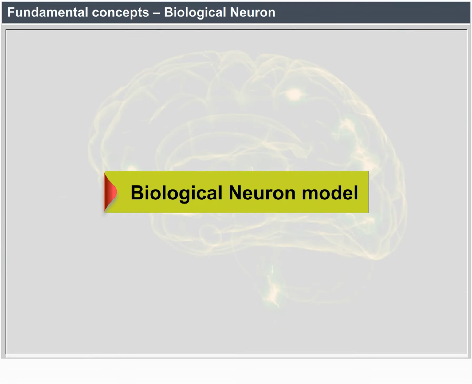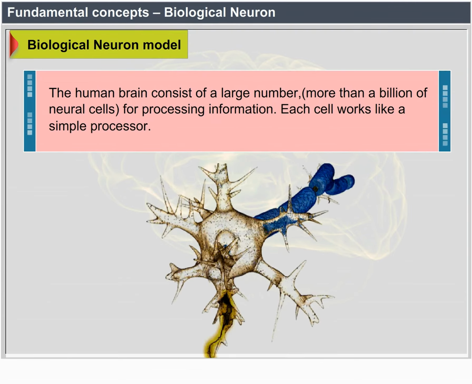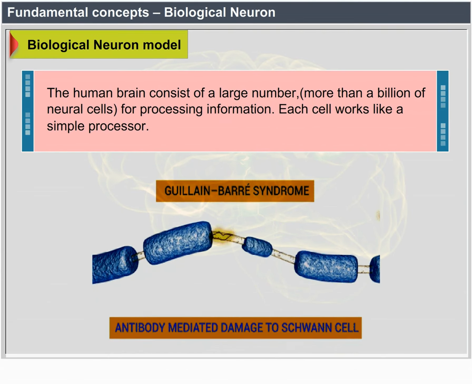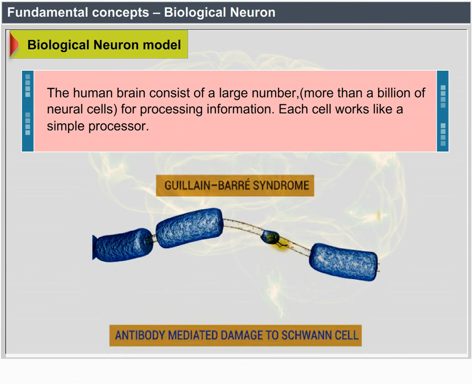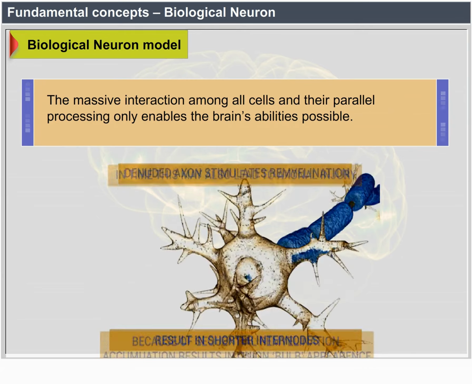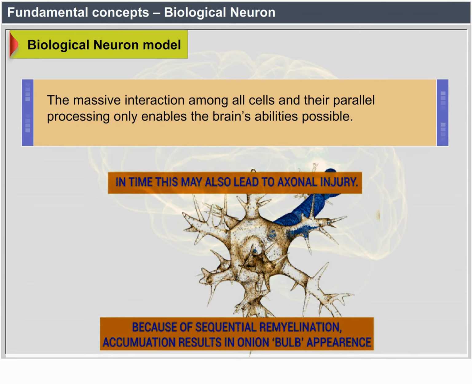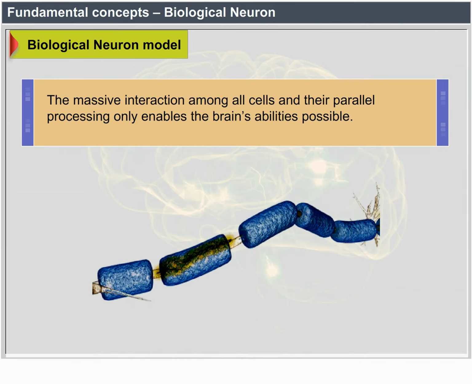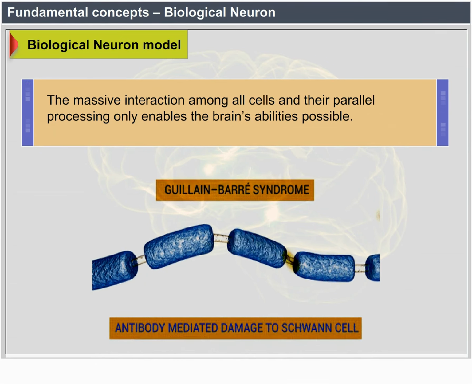Biological neuron model. The human brain consists of a large number, more than a billion, of neural cells that process information. Each cell works like a simple processor. The massive interaction between all cells and their parallel processing is what makes the brain's ability possible. Biological neuron model is shown in the below picture.